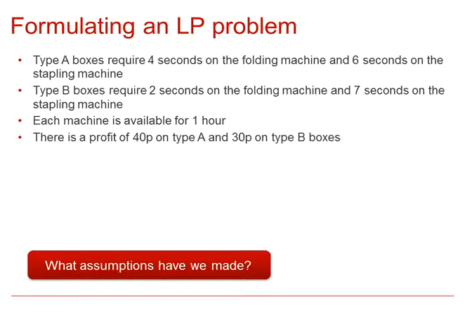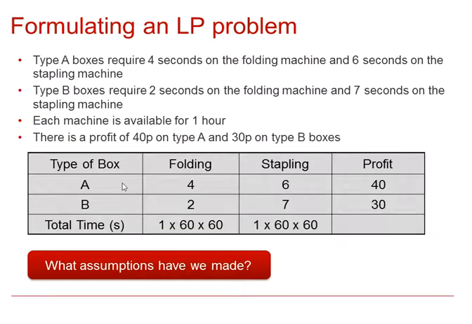If we tabulate these statements, we can make it easier to then produce the mathematical or algebraic inequalities or expression from that table. Here you can see that we have a column for the type of box, but then the last row also states the total time. So for the type A box, we reflect the 4 seconds on the folding machine and the 6 seconds on the stapling machine, taken from the first statement.